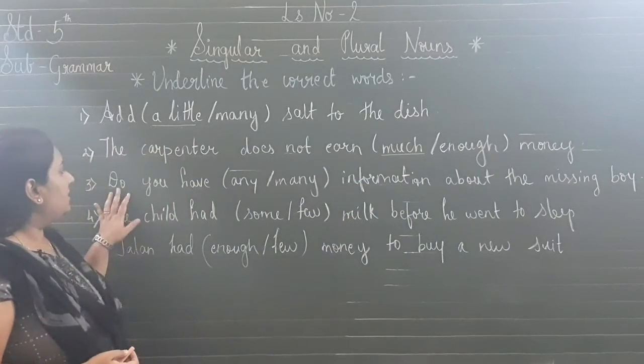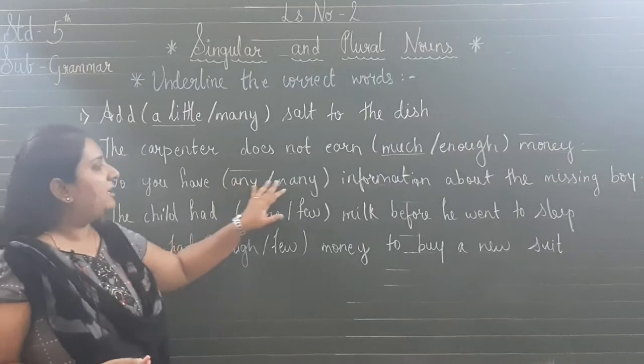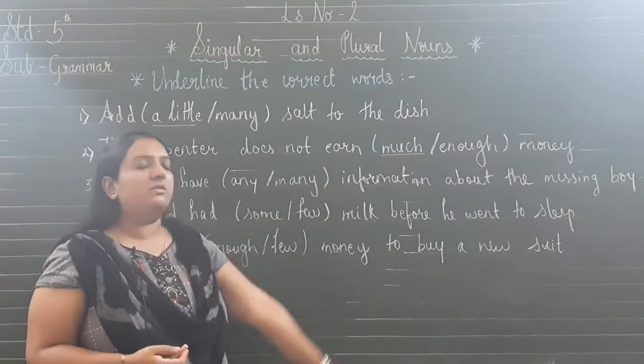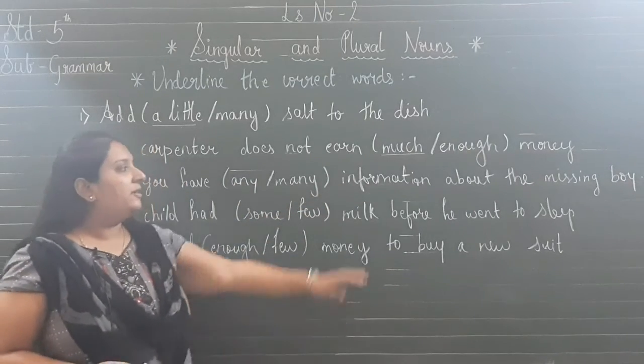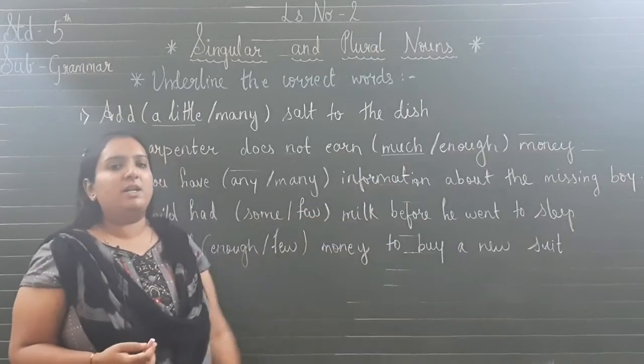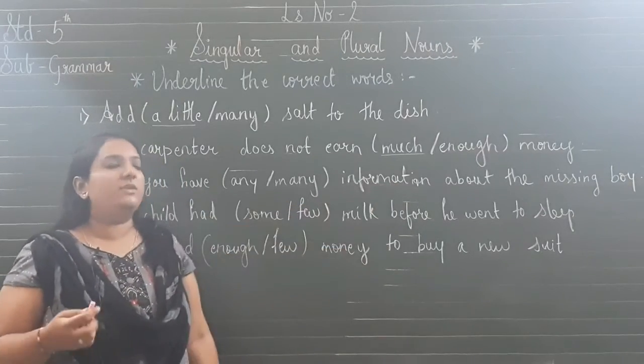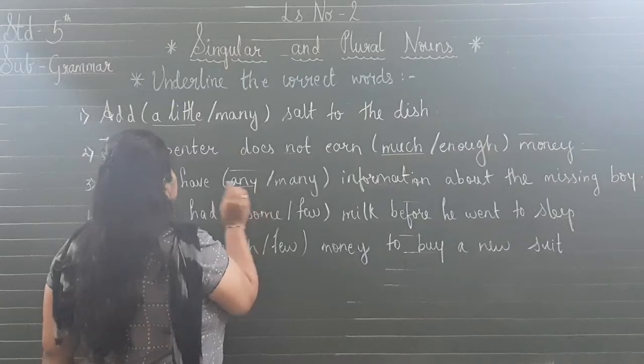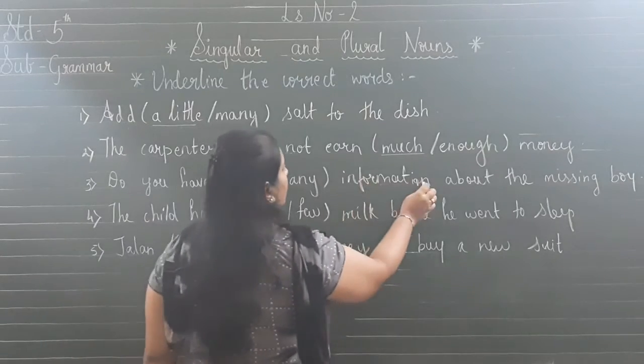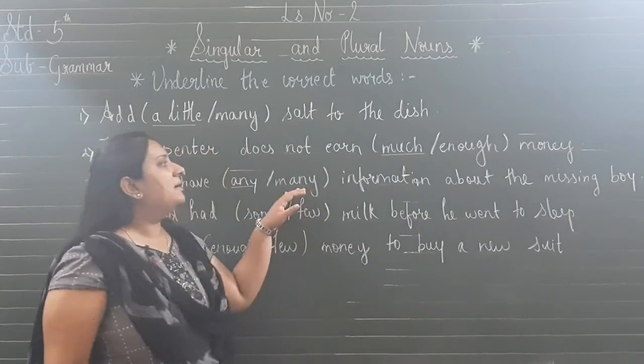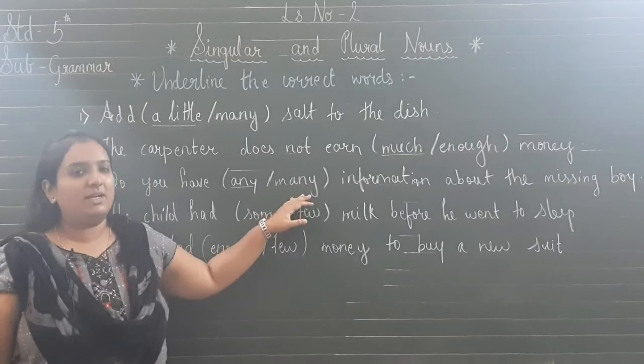Look at the third one. Do you have any or many information about the missing boy? Here information is an uncountable noun. So for uncountable nouns we will use the expression any. Do you have any information about the missing boy? Because many we use for countable nouns.